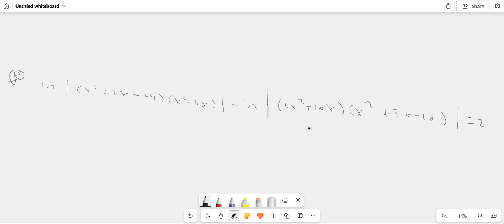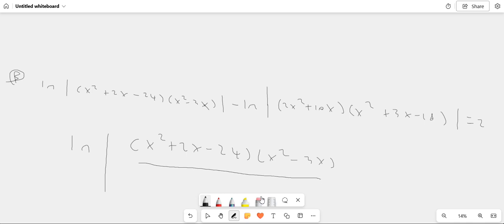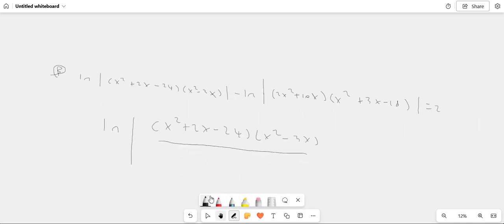And now, when you have ln minus ln, this is obvious, it becomes one big ln. Effectively, you get whatever's in the first ln divided by whatever's in the second ln. So this becomes x squared plus 2x minus 24, and then x squared minus 3x, all of that, over whatever's in the second ln, so 2x squared plus 10x, x squared plus 3x minus 18, and all of that's equal to 2, yeah?